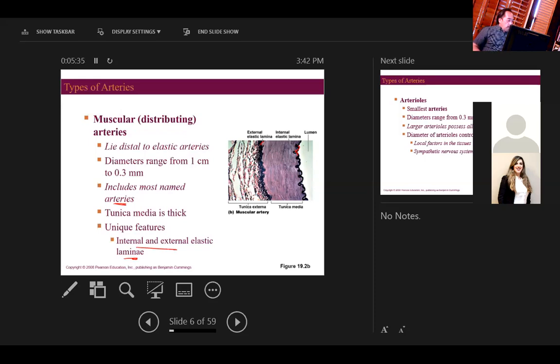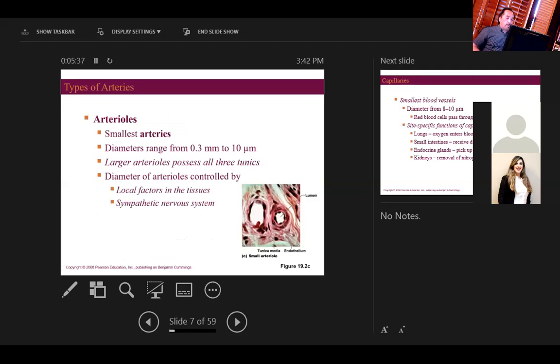Now, when the arteries become small, we call it an arteriole. So arteriole is what we call the smallest arteries, and that is prior to connecting with the capillary. The large arterioles still have the three tunics. And these arterioles are connected and controlled by local factors or the sympathetic nervous system.